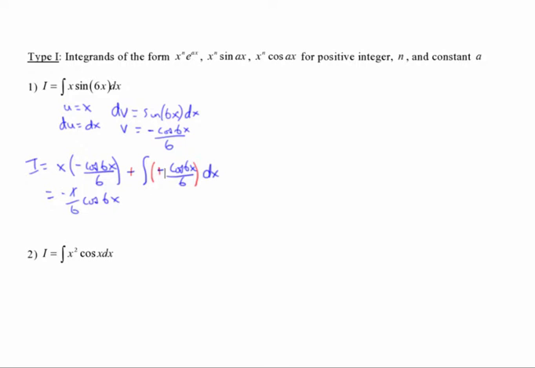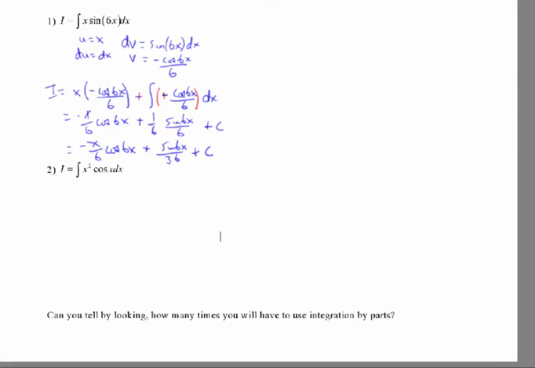Then we can say what is, let's see, this would be 1/6, and then the antiderivative of cosine of 6x would be sine of 6x over 6, and always remember our c. At this point we just need to clean it up a little bit, so we can say negative x over 6 cosine of 6x plus, you can either say 1 over 36 or sine 6x over 36, plus our constant c, and that is it.